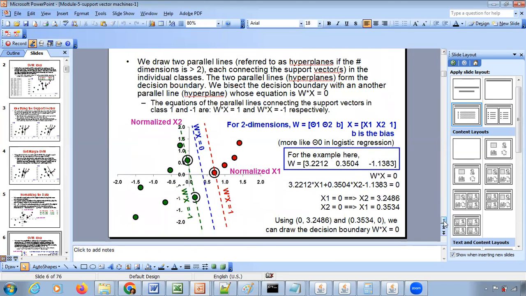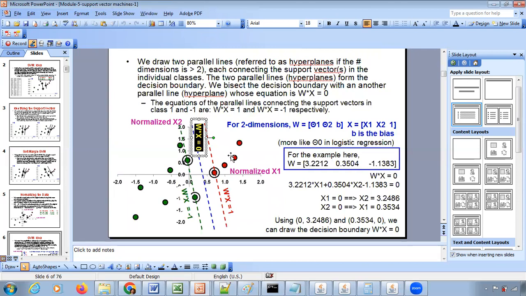So we're going to find an equation for this line that connects the support vectors in the green class, and an equation for the line that connects the support vectors in the red class. And the region of separation between these two lines is called the decision boundary. And we would like that decision boundary to be as wide as possible. So we are going to target a wide margin decision boundary.